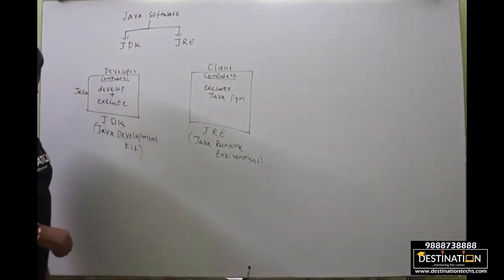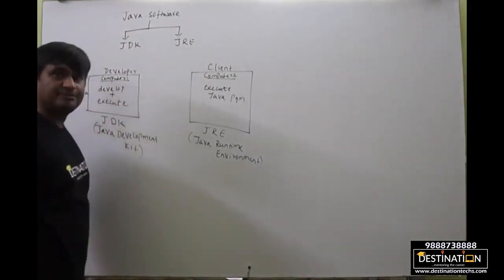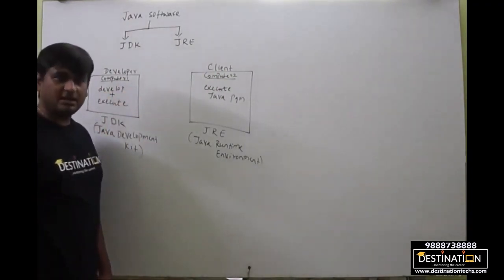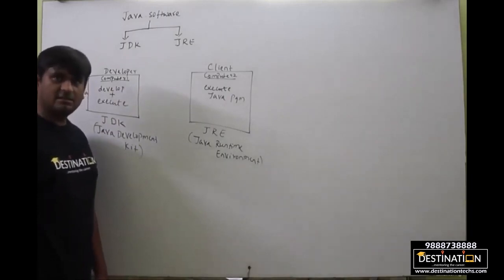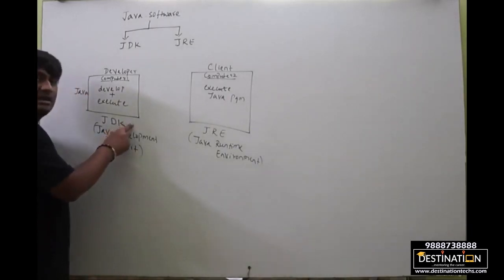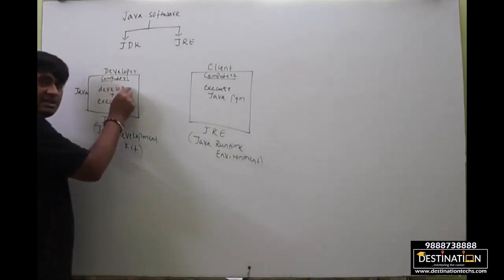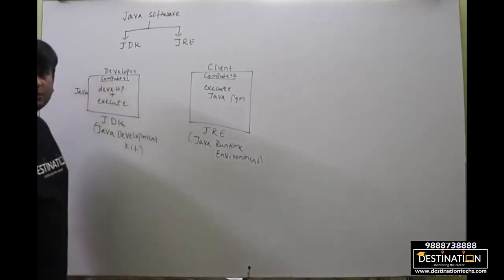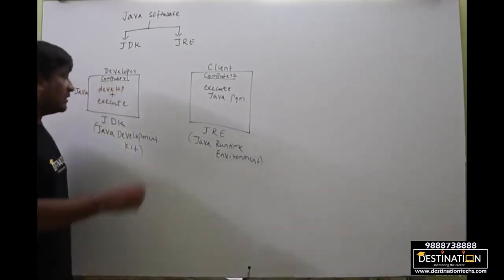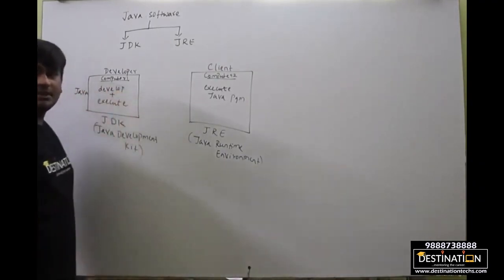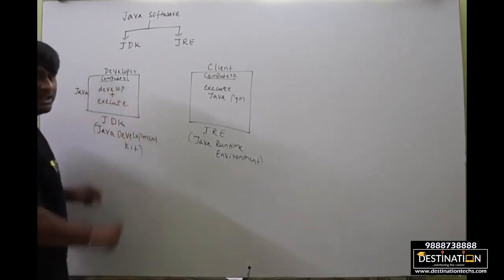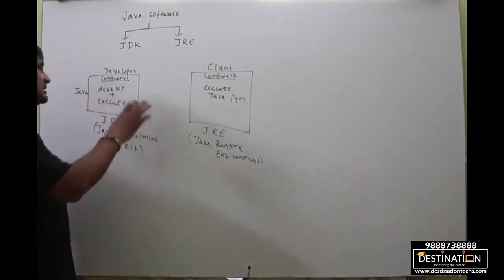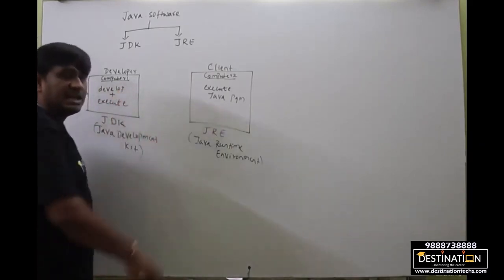Now think and answer. In our class, will we use JDK or JRE? JRE? No, JDK. Because we will develop the Java software also and we will execute the applications also. So we are going to develop two projects, and we are going to execute them. So hence we are using what? JDK. Now do you understand what is JDK, what is JRE?